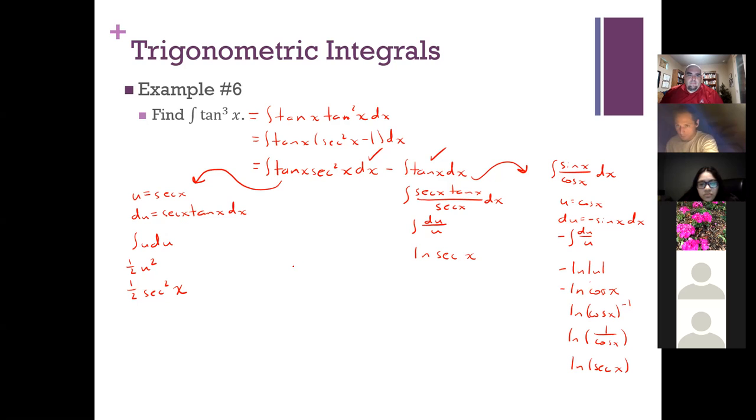I'm a bit curious, like changing things a little bit changes almost everything. Yeah, it changes the way it looks, but it's absolutely still equal. So I got 1/2 secant squared x plus natural log of secant of x, and that should be absolute value, plus c.